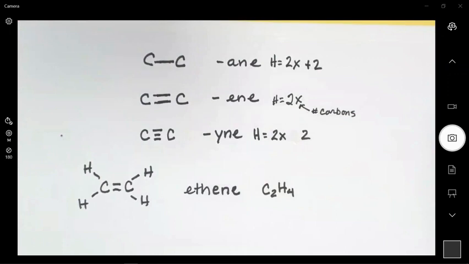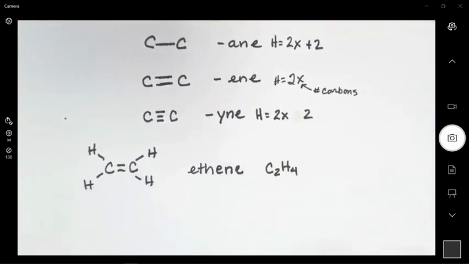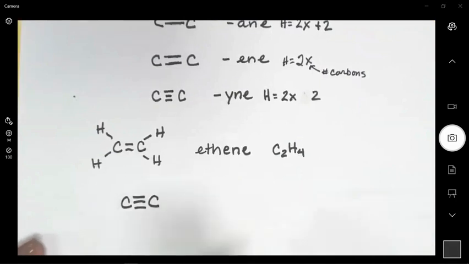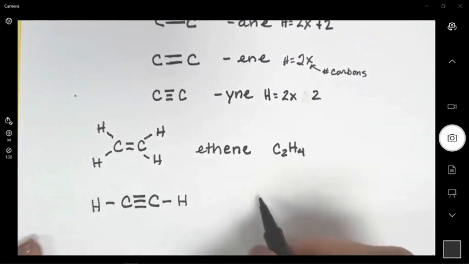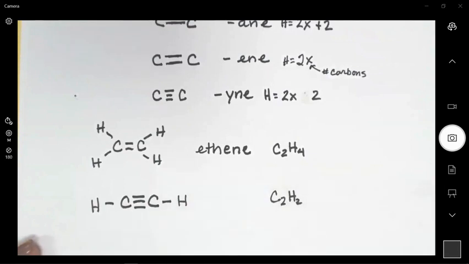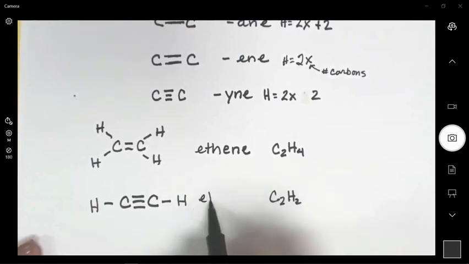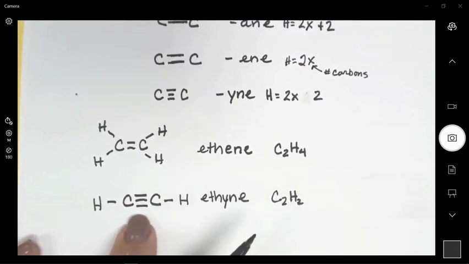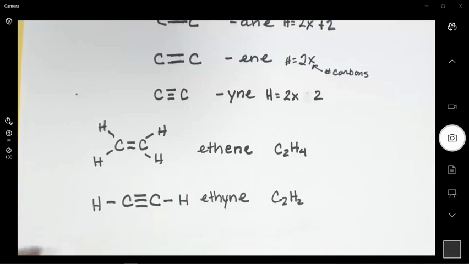And why is that so? Let's draw a triple bond. How many hydrogens can I add? Well, each carbon can only handle one more bond. So this is C2H2. What's it named? Ethine. This bond is stronger, right? Still nonpolar, but super strong. It's shorter also.